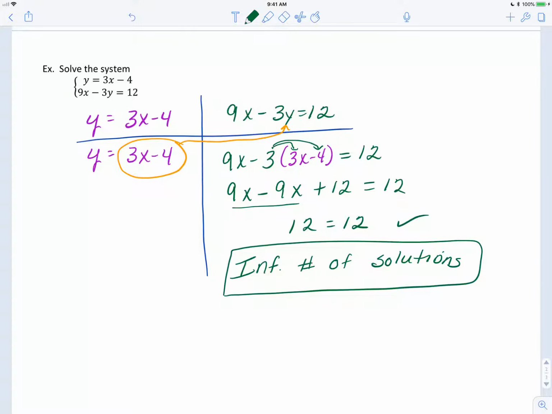If I would have solved the other one, this 9x minus 3y is equal to 12, for y and put it in y equals mx plus b format, I would have come up with the exact same equation on the other side. You could test that if you wanted to and see, but that is the difference between the infinite number of solutions and the no solutions.